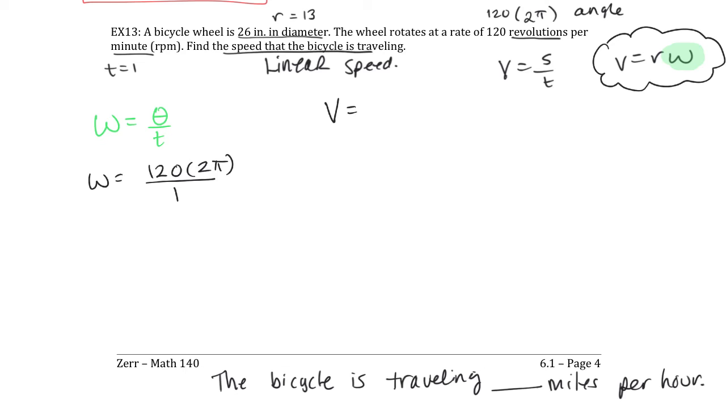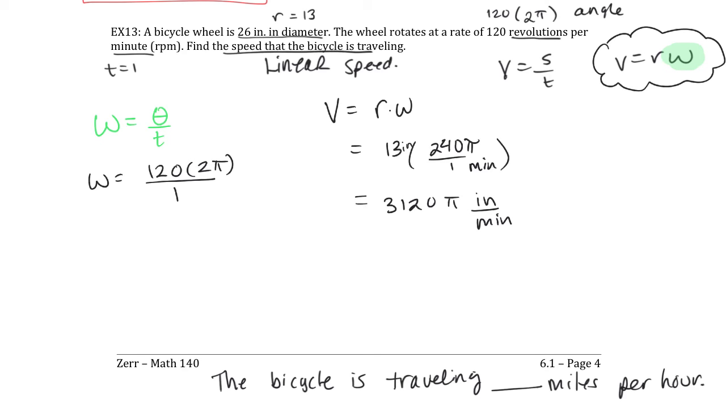So linear velocity is the radius times the angular velocity. The radius is 13, the angular velocity is 120 times 2 pi, which I might as well write as 240 pi over 1 minute. This is in minutes, and this was in inches. So we have 13 times 240, that is 3,120 pi, and that would be in inches per minute.